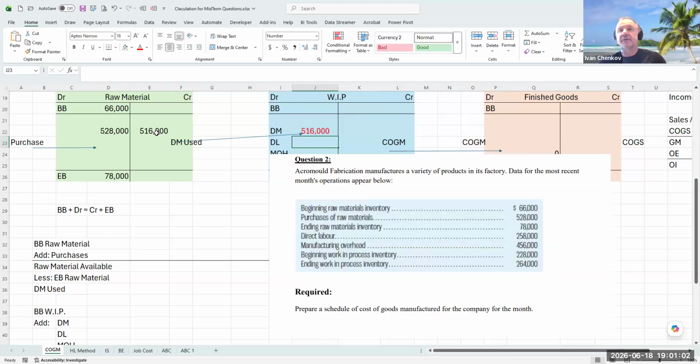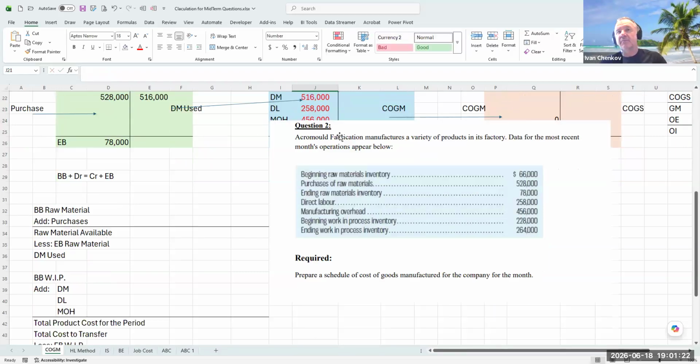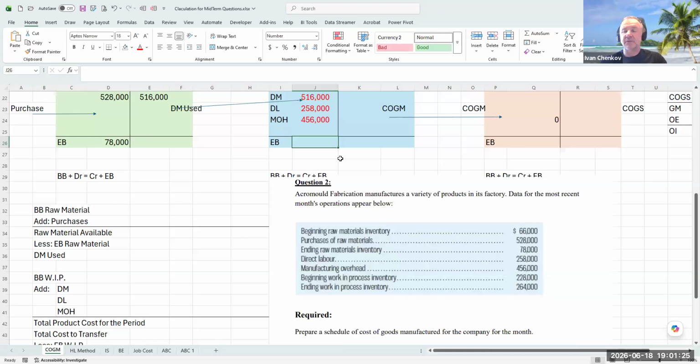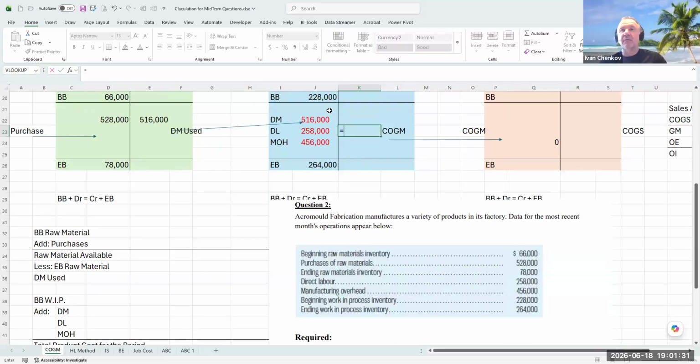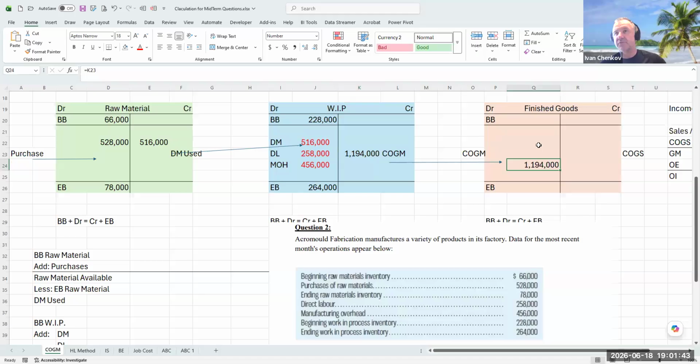And then I have to see how much is direct labor and manufacturing overhead. Direct labor in our case is 258,123. And manufacturing overhead applied is 456,123. So I have all those three. The next thing that I need is the beginning balance for the work in process, 228,123, and the ending balance of the work in process. And once I have those two numbers, I can easily calculate my cost of goods manufactured: the beginning balance plus all the debits minus the ending balance is going to give me cost of goods manufactured. Now, cost of goods manufactured is going to flow to the finished goods.